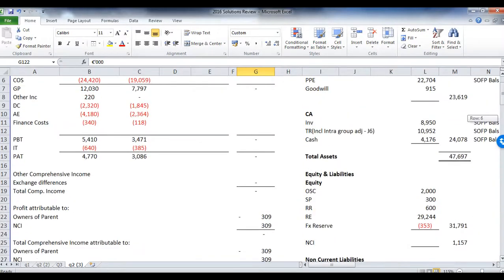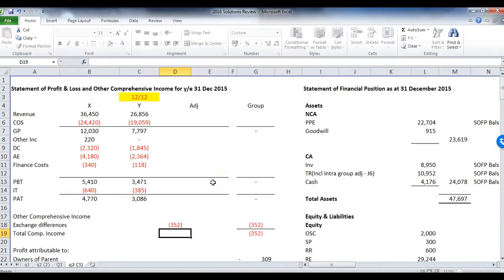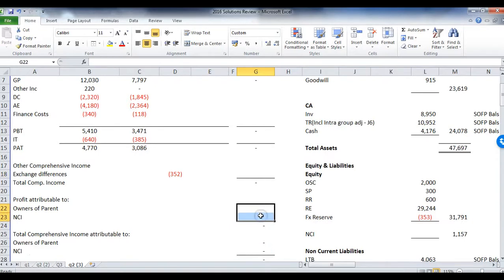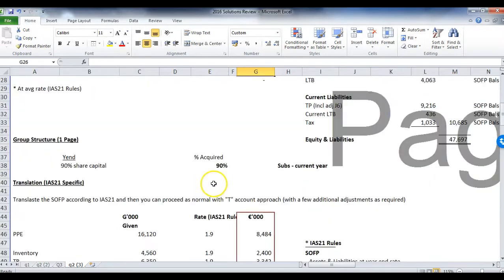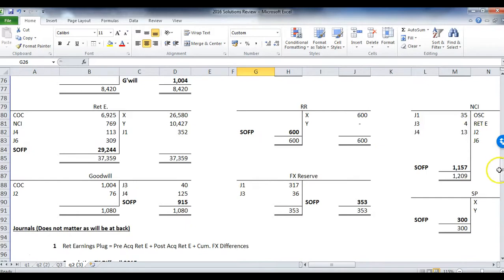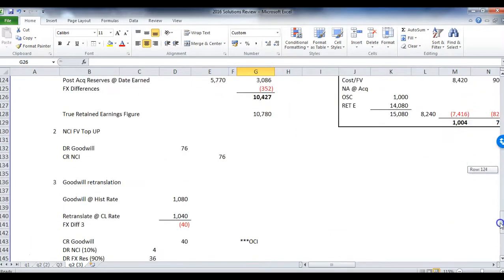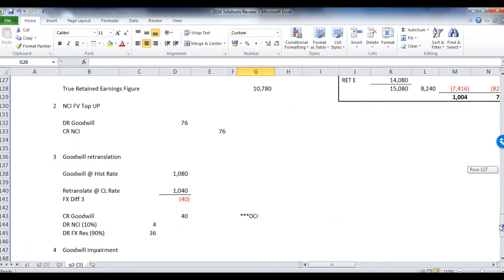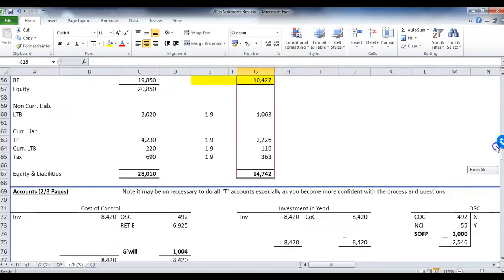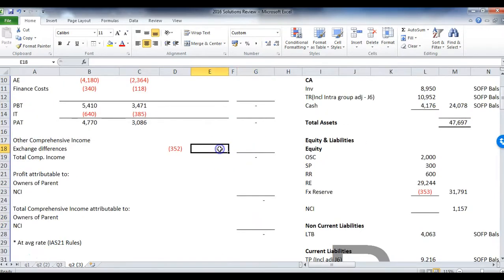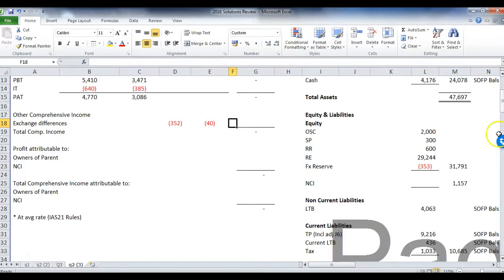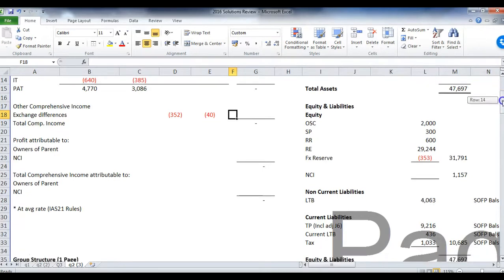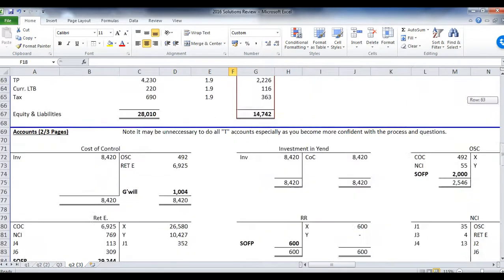So for example, the 352, we can put in exchange differences. We know one of the adjustments will be minus 352. That's one of them. So we just go down again. We're not looking at the detail. We're just looking for the different labels. We know the minus 40 will also be a current year foreign exchange difference. Remember, IAS 21 says all of these go through the OCI. So they're not shown as core P&L. They're shown in this other comprehensive income section.